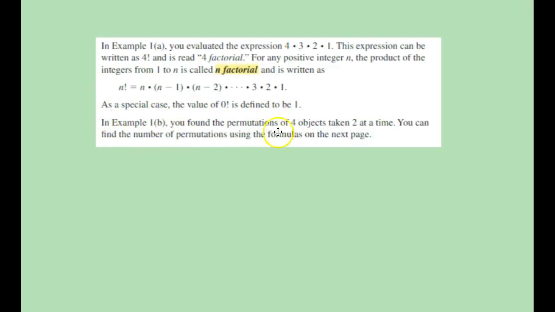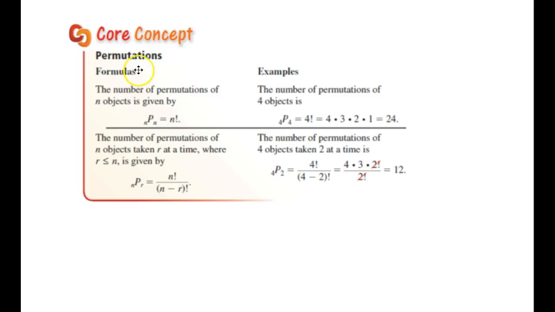So in example 1b, I found the permutations of 4 objects 2 at a time. I can still use some factorials, but I have to use a couple of other things, including this formula. So here's our permutation formula. The number of permutations is given by this P we see in our calculator a lot. That's permutation, and n factorial. So the number of permutations of 4 objects, which we saw in this first example, was just 4 factorial. If you're typing it into your calculator, you're going to type in 4, and then go over to permutations, and then 4, and it'll do this 4 factorial for you and come up with 24.